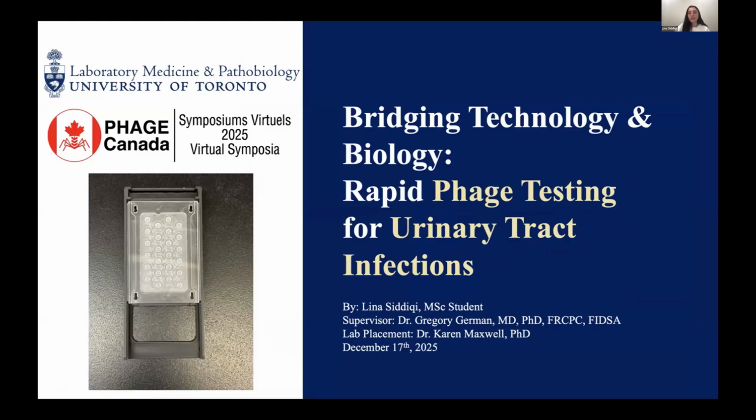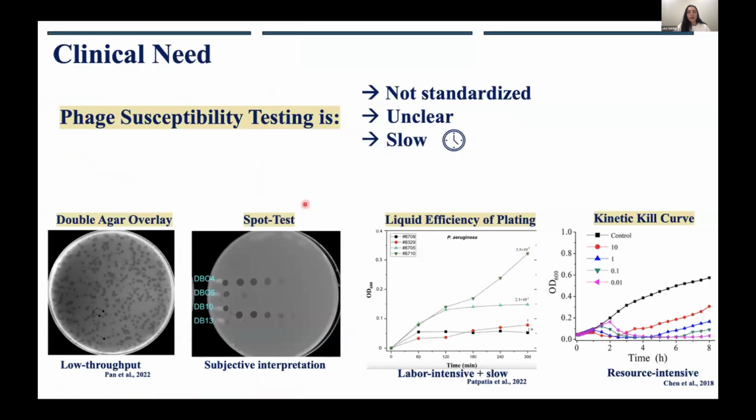I'm a first-year master's student at the University of Toronto under the supervision of Dr. Greg German. Today, I'll be sharing how we're developing a rapid device to perform phage susceptibility testing for urinary tract infections or UTIs. So antibiotic resistance is rising globally, and for some multi-drug resistant infections, bacteriophage therapy is actually one of the few remaining options.